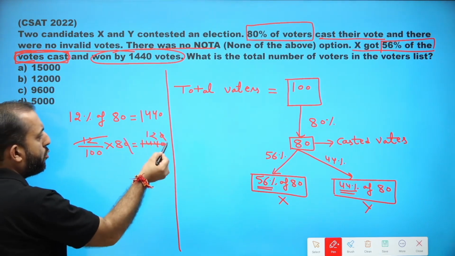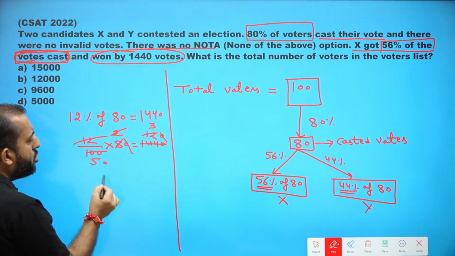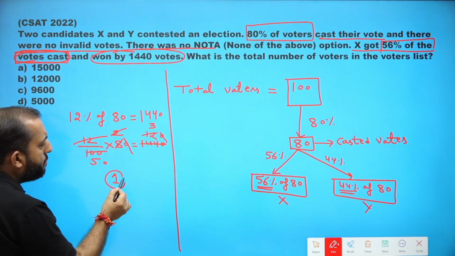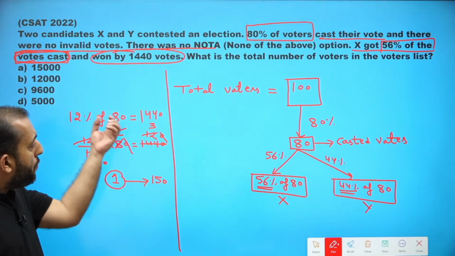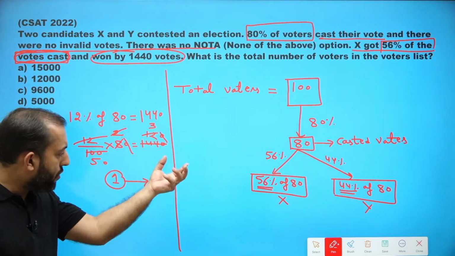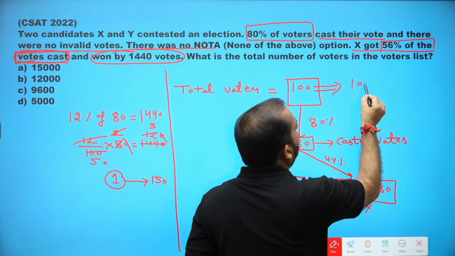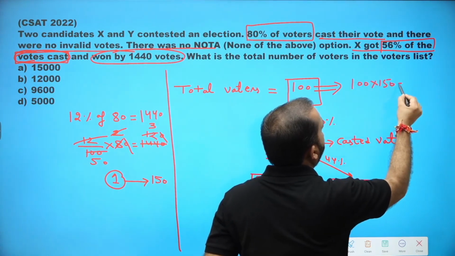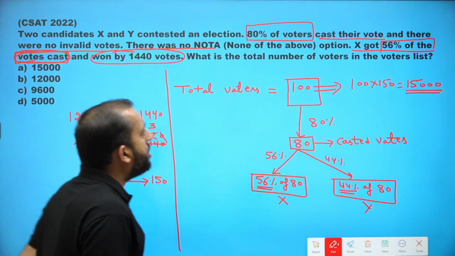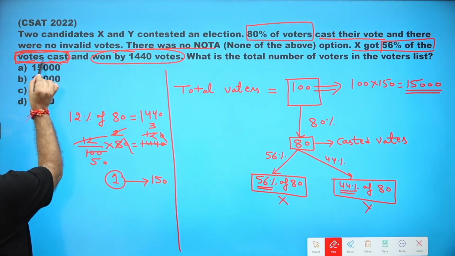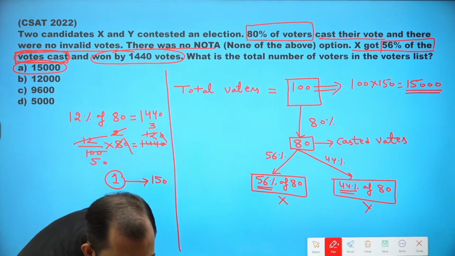Now 0 0 gone, 4 2s are 8, 4 3s are 12, 2 50. So 1 from the assumption corresponds to 150. Okay, so 1 from the assumption corresponds to 150. So 100 from the assumption must correspond to 100 into 150, which is 1500. Sorry, which is 15,000. So what is the total number of voters in the voting list? 15,000. I hope guys this is clear.